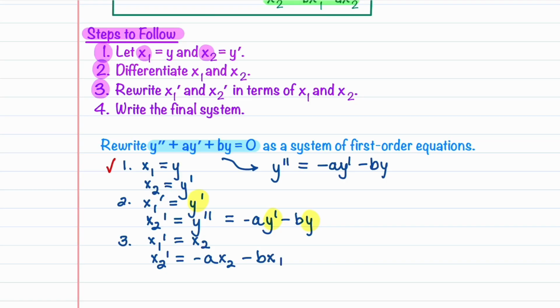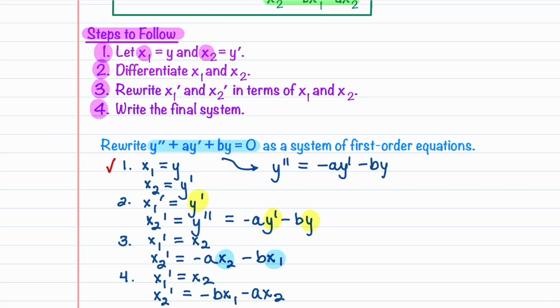Notice in our expression for x2 prime that we have x2 written before x1. That's exactly why we have a step 4. In step 4, we're going to write the final system, and we're going to write the x1 before the x2 in that second equation. That's going to make it easier if we want to write this system using matrix algebra. In step 4, our final system is x1 prime is equal to x2, and then x2 prime, rearranging the terms, is minus b x1 minus a x2.